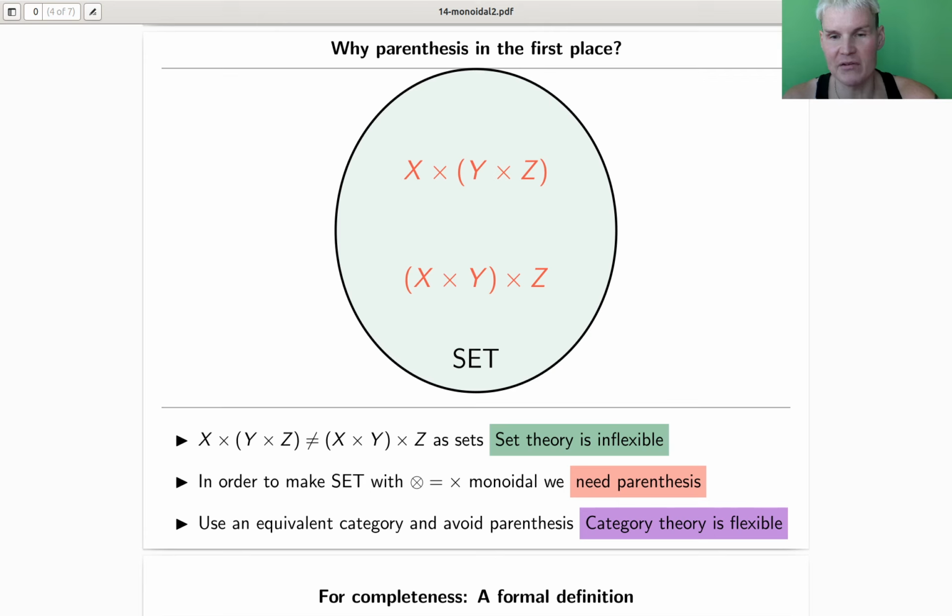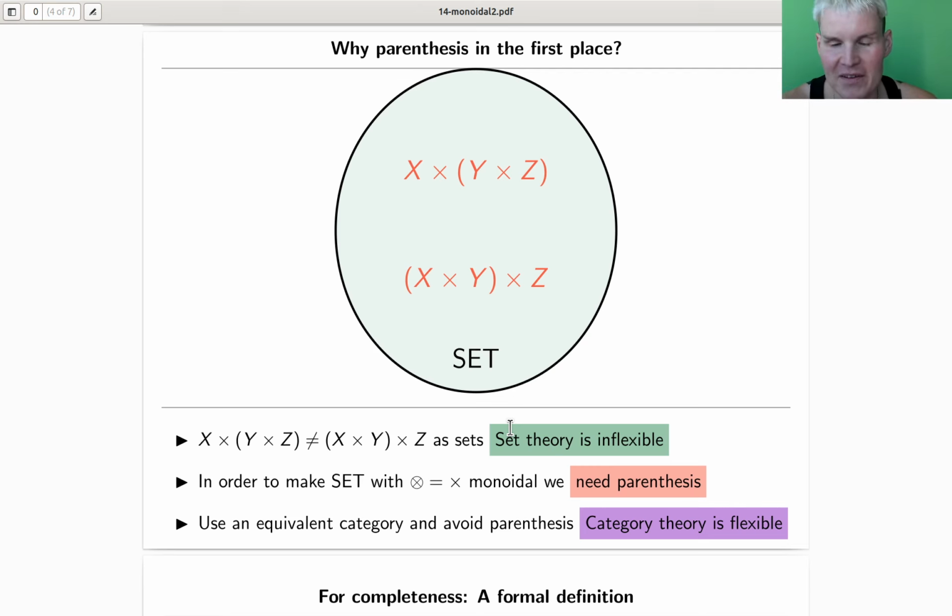Just think about the category of sets. Well, Set. And you have three sets, X, Y, Z. And the two ways of bracketing them don't give the same result. Right? So here an element would be an x, comma, and then bracket y, comma, z. And here an element would be an x, comma, y, bracket, comma, z. Not quite the same thing. So set theory is super inflexible. So these guys are not the same in set theory.